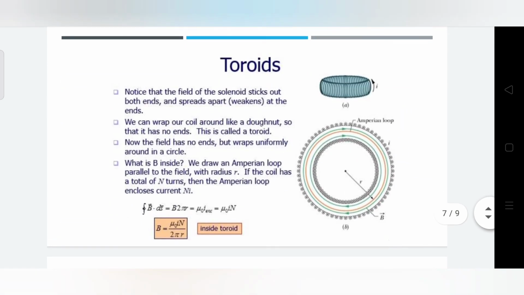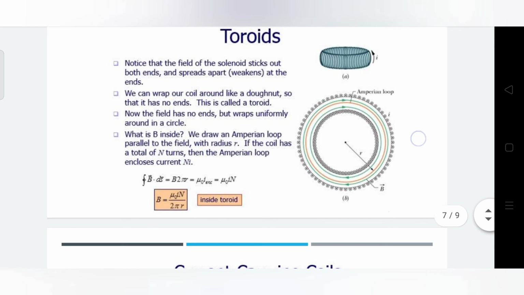Next one is the toroid. Notice that the field of the solenoid sticks out of both ends and spreads apart at the ends. We can wrap our coil around like a donut so that it has no ends. This is called a toroid. Now the field has no ends but wraps uniformly around in a circle. We draw an Amperian loop parallel to the field with radius small r. If the coil has a total of N turns, then the Amperian loop encloses current N I. So finally we get B equal to mu naught N I divided by 2 pi r for the magnetic flux density inside the toroid.